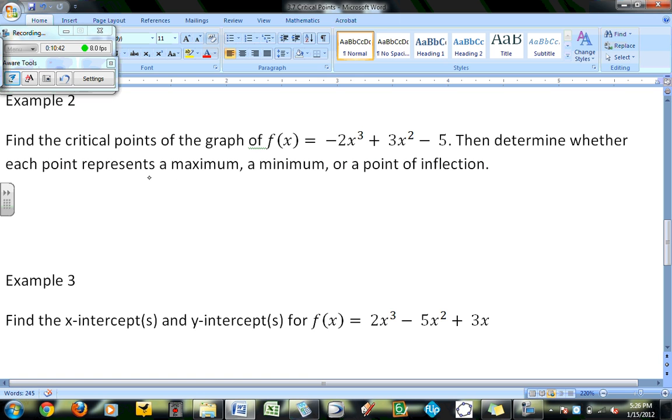We take the derivative, set it equal to 0, and solve for x. So let's take the derivative of this function. So f prime of x equals, I'm going to bring my power down, decrease the power by 1, so a -6x squared. I'm going to bring the power down, decrease the power by 1, so plus 6x, and then the derivative of a constant just goes away. So there's our derivative. We're going to set it equal to 0 and solve.